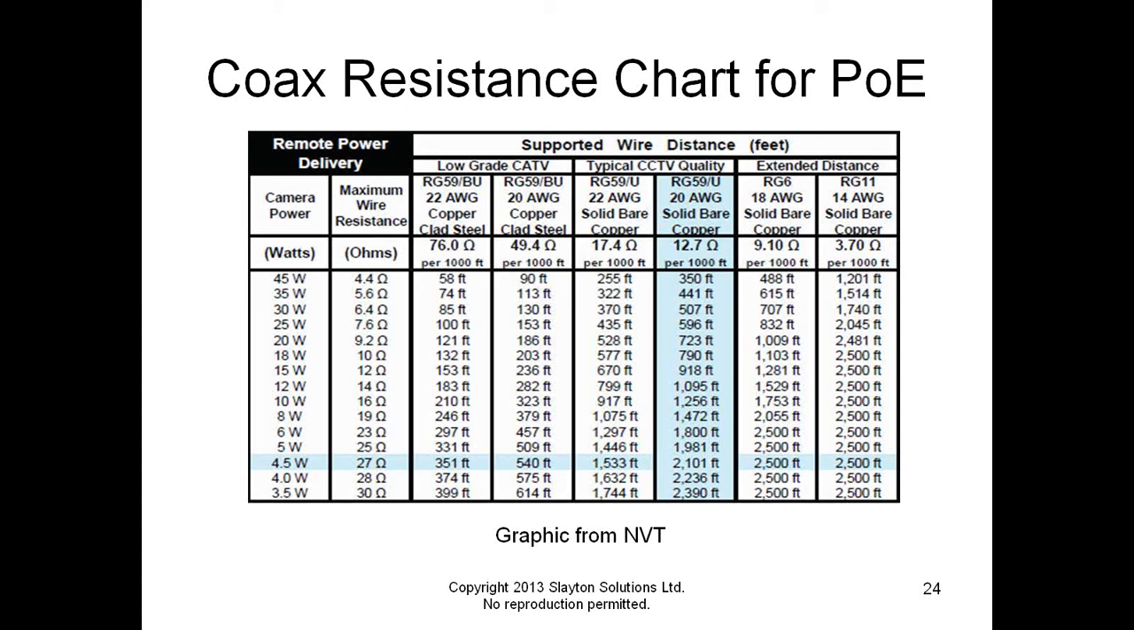So the real key item here is looking at the second column from the left and looking at the resistance number. Our resistance number was 17, so maybe we err to the side of caution.